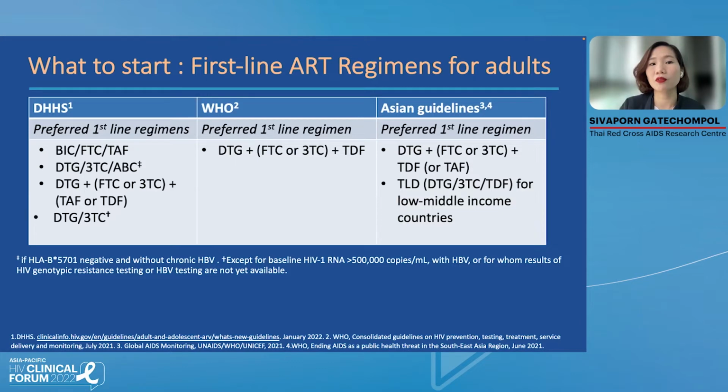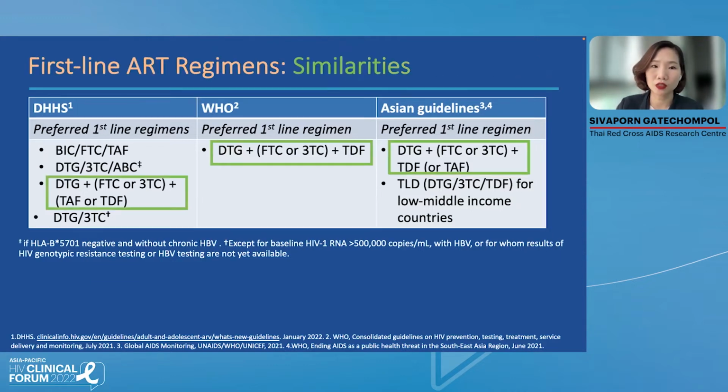But for the WHO, the preferred first-line regimen is DTG plus 3TC or FTC plus TDF, which has been adopted by many countries in Asia. So the similarity of the first line in Asian and international guidelines is the DTG-based regimen combined with FTC or 3TC, and combined with TDF or TAF. Low- and middle-income countries in Asia are also transitioning to TLD, the fixed-dose generic combination of DTG, 3TC, and TDF, for their first-line regimen.